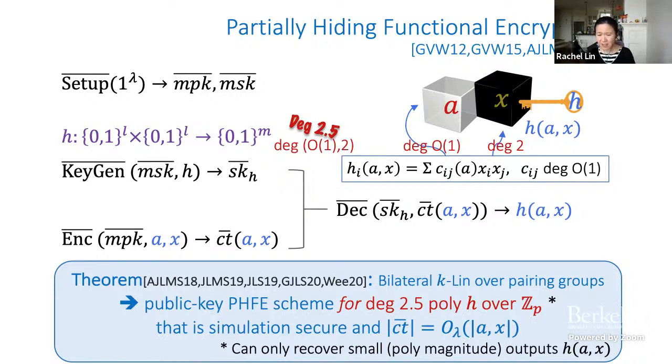And this exactly stems from the fact that we are using bilinear groups. The intuition is that we essentially do the computation inside the exponent of the bilinear group. And in order to extract the output in the clear, we can only do so if the output happens to be small.